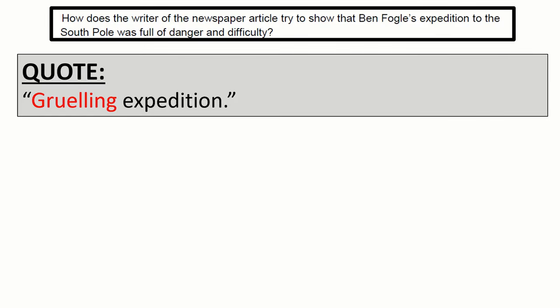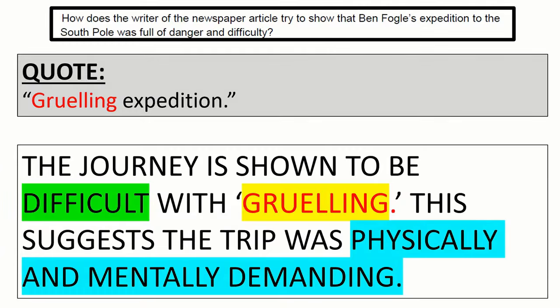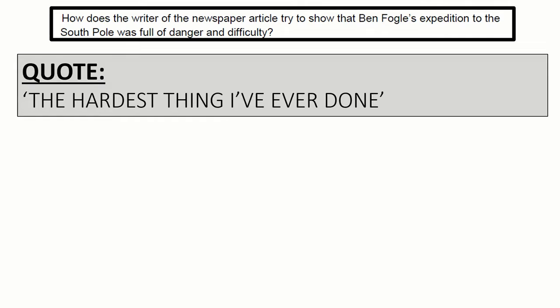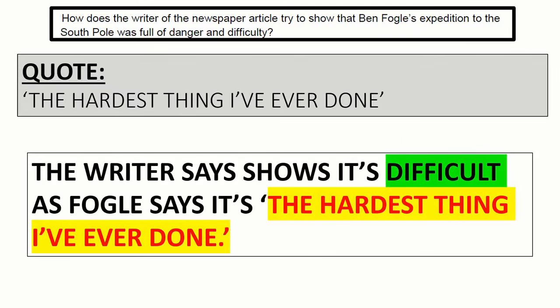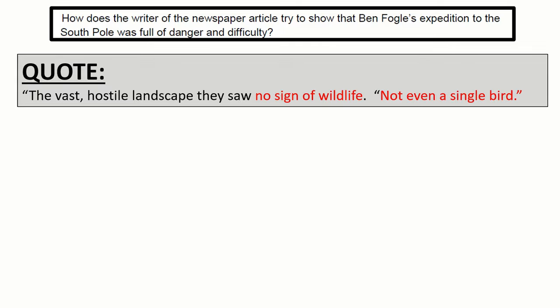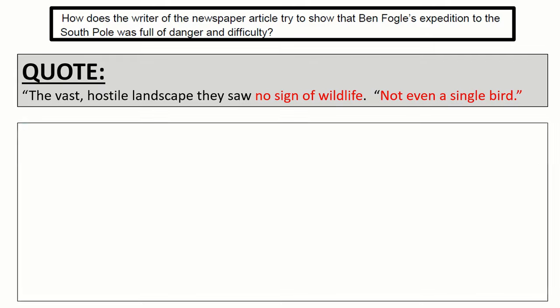Okay. Again, look for the adjectives to stand out. It said it was grueling. What does grueling mean? It basically means it's physically and mentally horrible or demanding. Again, I've got my 3 parts of my answer then. Again, another really easy one. He calls it the hardest thing he's ever done. So I've not explained. I've just said the writer says it's difficult. As Fogle says, it's the hardest thing he's ever done. Nice, easy one. Another one, the vast hostile landscape was no signs of wildlife, not even a single bird.